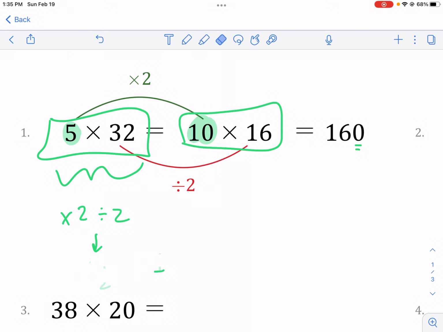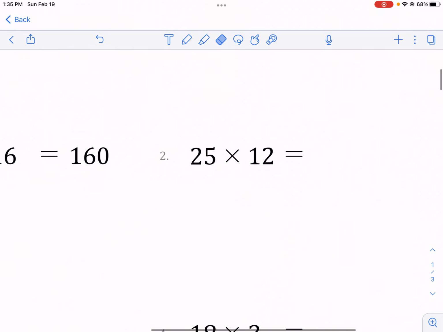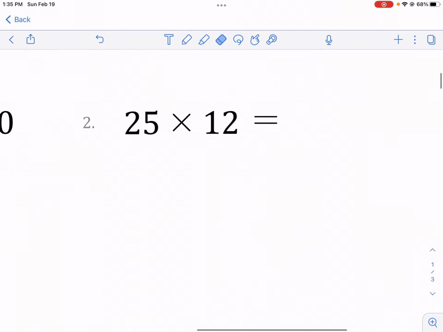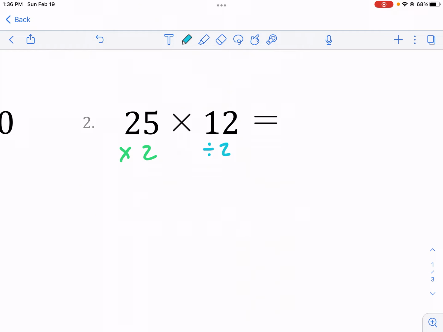Now let's apply some strategy into why it's a good idea and why it makes doing these operations in your head so much easier. Let's start with number 2. So number 2, we have an odd number here, and then we have an even number. So immediately I'm thinking, okay, I can't divide this one by 2, so I'm going to multiply this one by 2, and I'm going to divide the 12 by 2.